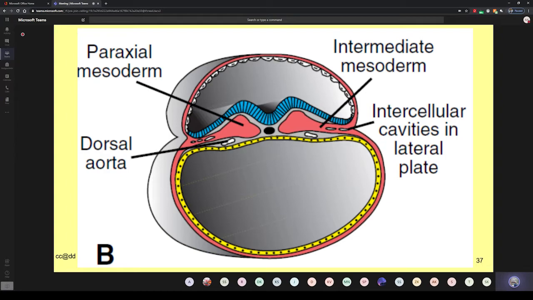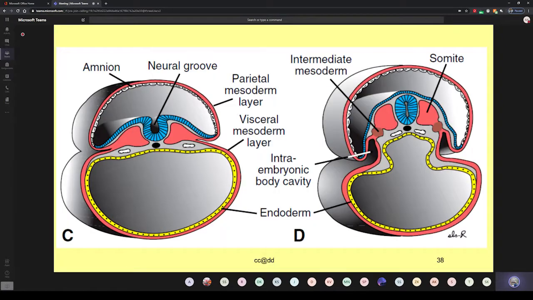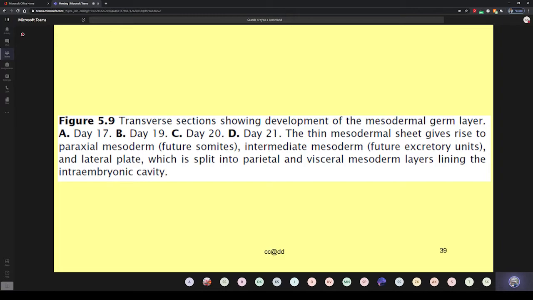You're able to see some intercellular cavities occurring in the lateral plate mesoderm. So everything put together, we are starting to have some form of intraembryonic body cavity being formed. So we are progressing with the help of some pictures. Let's see now what is happening next.